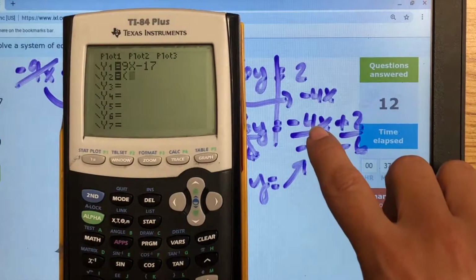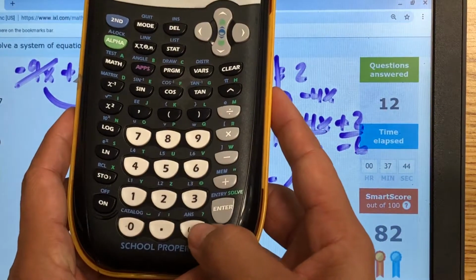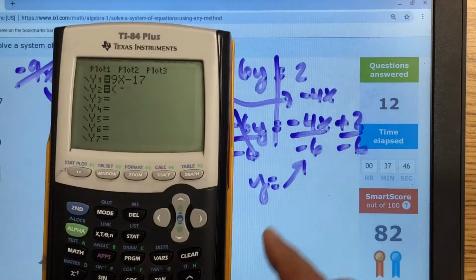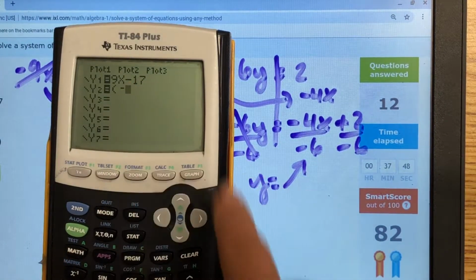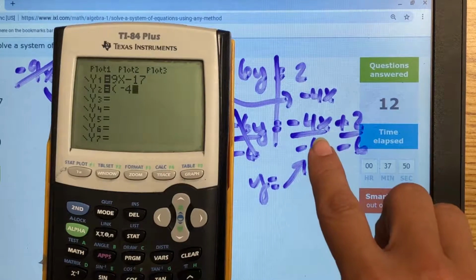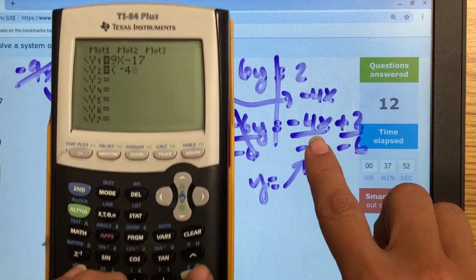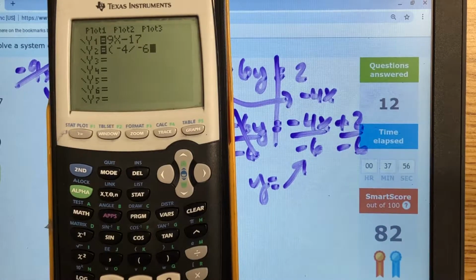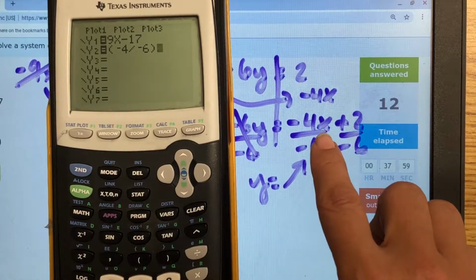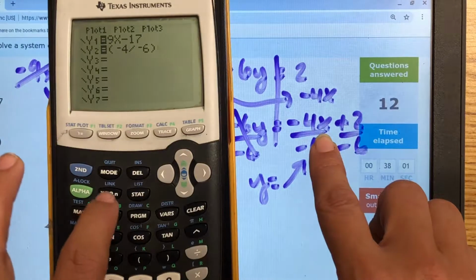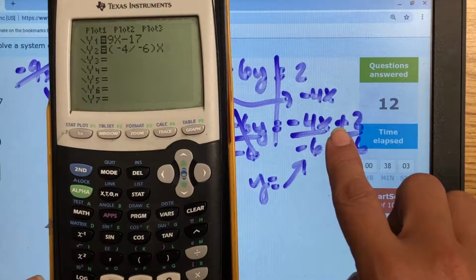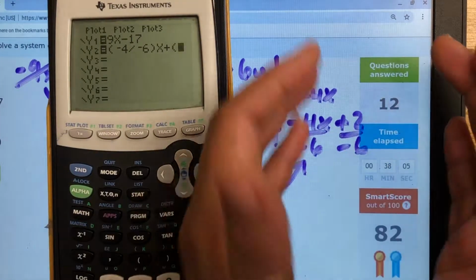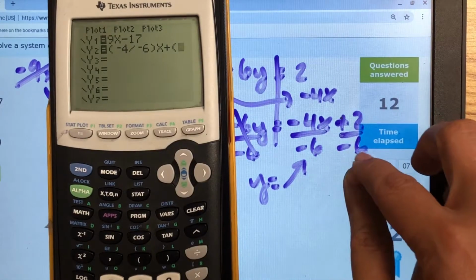Then I have a negative 4, so remember, this is the negative, right? Negative gives you like a small little negative, different from the minus. Negative 4. Divided by, because that's over, so divided by negative 6, close your parentheses, then you see an x is this one right here, and then you need that sign there, plus, and then you need a parenthesis for the fraction, which is 2 over negative 6.